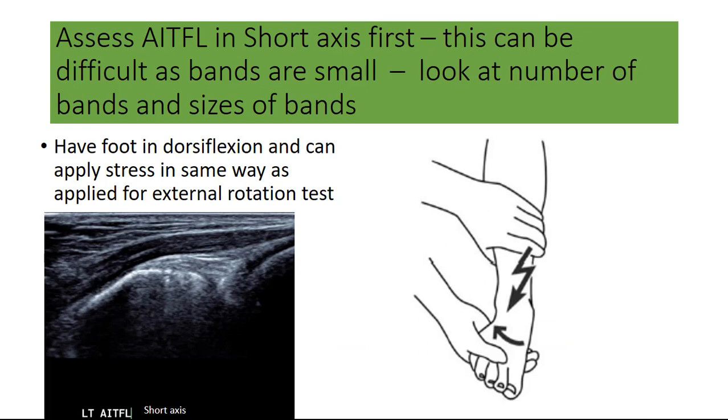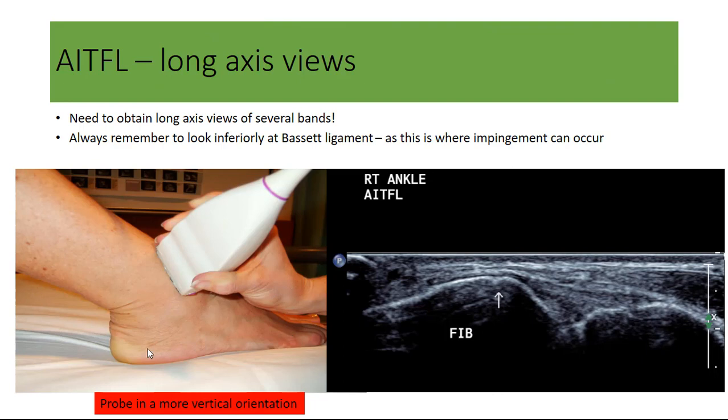So to scan it, I would dorsiflex the foot up and then turn the foot to the little toe side, and that puts as much stress on the AITFL. This is looking in short axis to look for the number of bands, and as you can see, that's quite difficult. Often scanning through from superior to inferior in long axis is actually easier. But we do need to not scan the foot in this position, but dorsiflex the foot up, turn the foot to the little toe side, and you'll see this stretch right out.